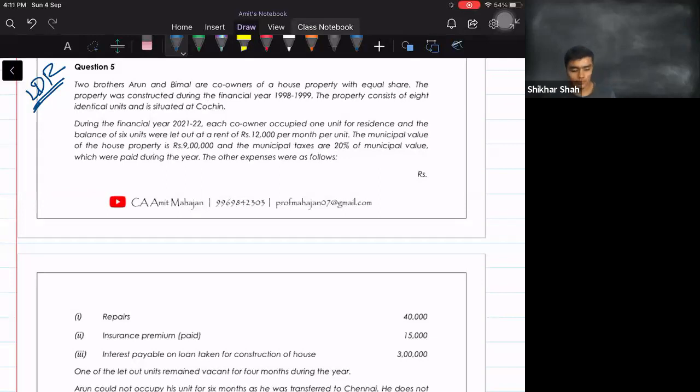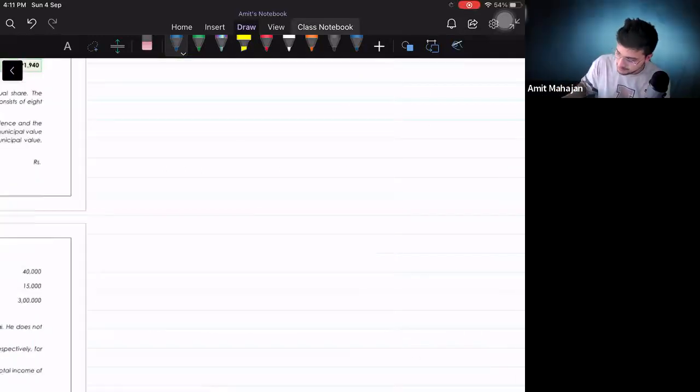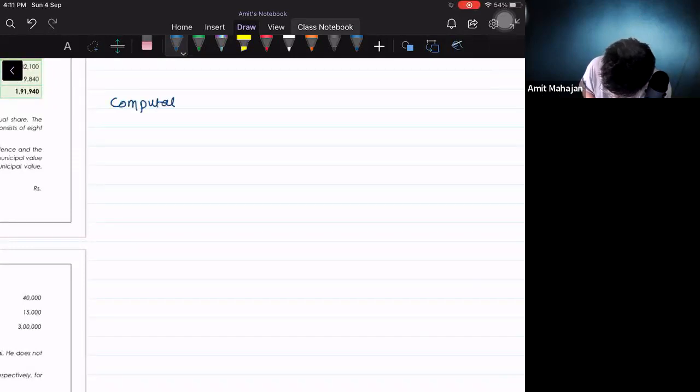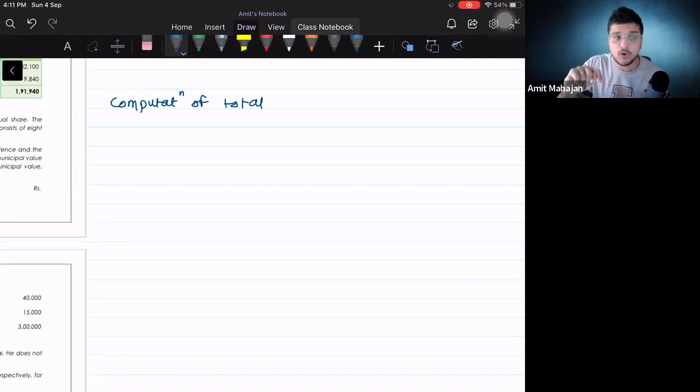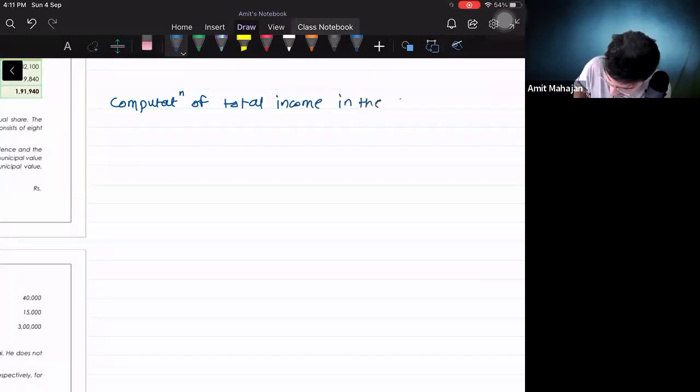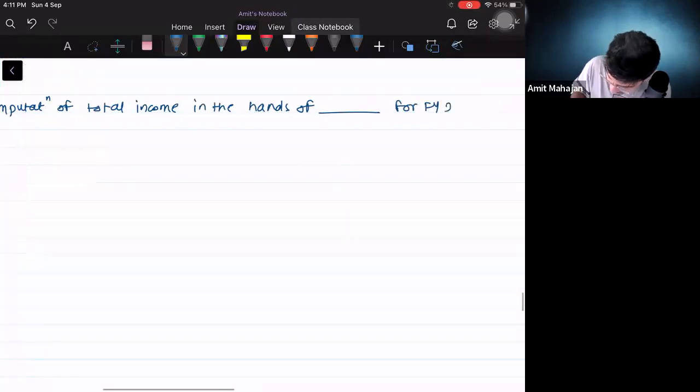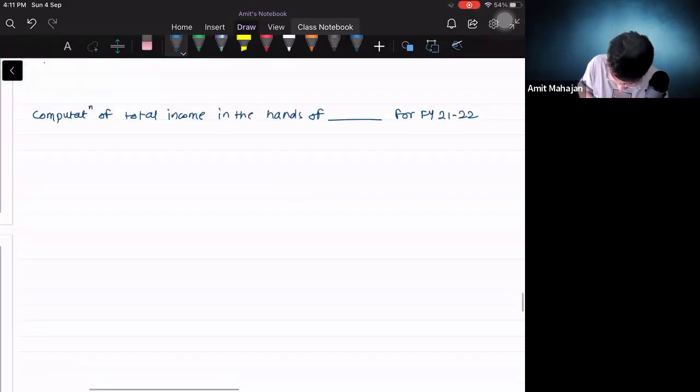Right, sure. Okay, now see how to present the answer, this is important. Now we will first write, we know the format and everything. So what will we do? Computation of, now we'll write total income because there is some other income also. So we'll not write computation of income under house property. So there's some other income also. Total income in the hands of, for financial year 21-22.